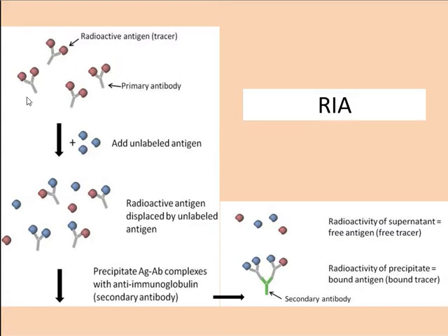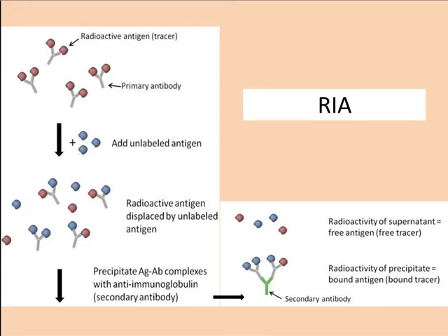And what are these complexes? They are radio labeled antigen plus primary antibody complexes. Now in the next step, you are adding the patient's serum, which is having the unlabeled antigen whose concentration you want to measure. So this is the second step in which you add the patient sample which will contain the unlabeled antigen whose measure you want to take.